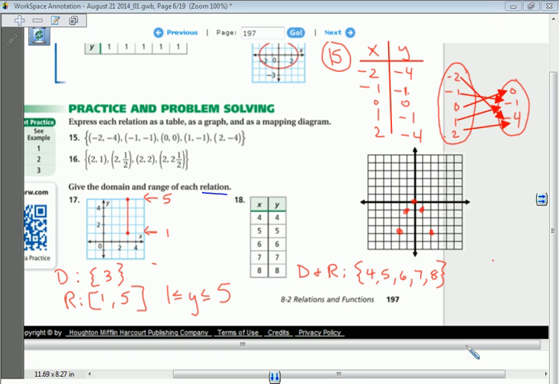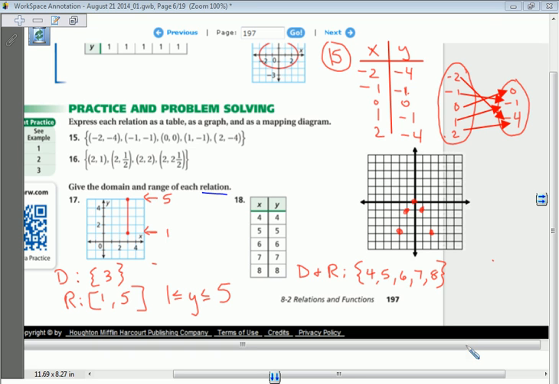Okay, 15 asks us to take this set of ordered pairs and show it 3 other ways. So this is the set of ordered pairs. Write it as a table. Boom. It didn't say horizontal or vertical. You could have done it either way. Write it as a mapping. Input, output. There it is. And then as a graph, plotted my points.